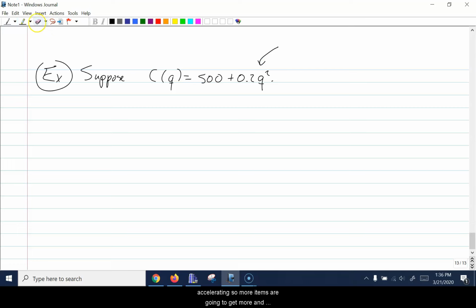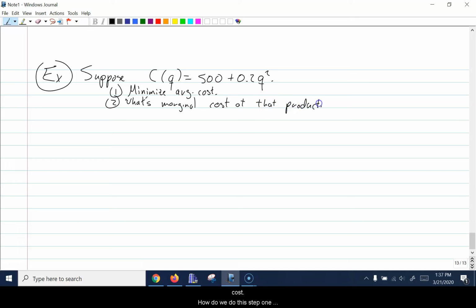So this Q squared means now our costs per item aren't staying flat, they're accelerating. More items are going to get more and more expensive over time. So there probably is some middle ground where the thing is minimized. One, let's minimize average cost. And then two, I want to ask the question, what's marginal cost at that production level? At what production level? The one that minimizes average cost.